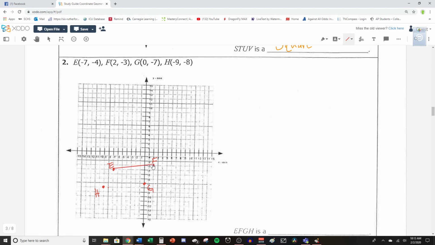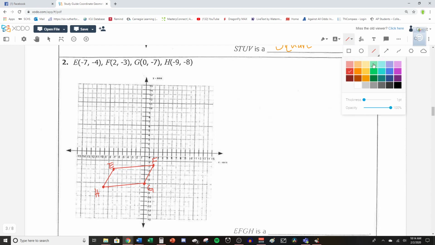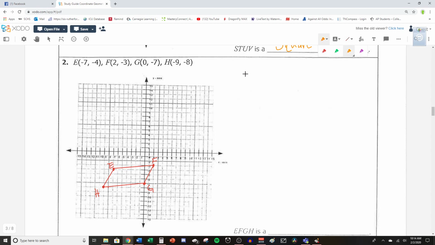So we're going to connect these. And as we're looking at it, it looks most like a parallelogram. Let's just prove it really quick. That's the whole point of this. So we're going to start with side lengths. So for the side lengths, we want EF, FG, GH, and HE. So we're going to try to solve for all of these.